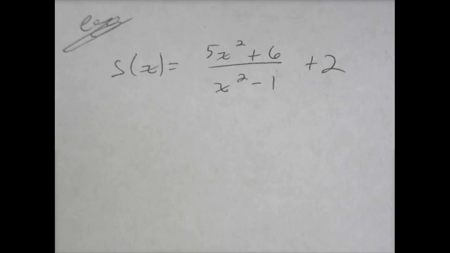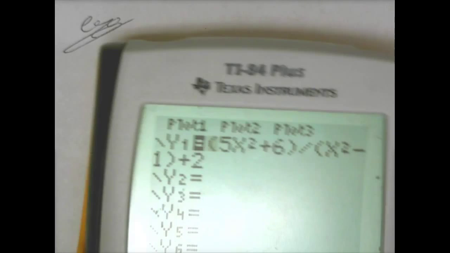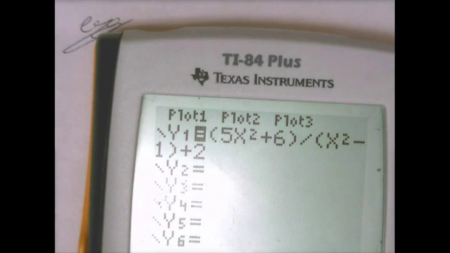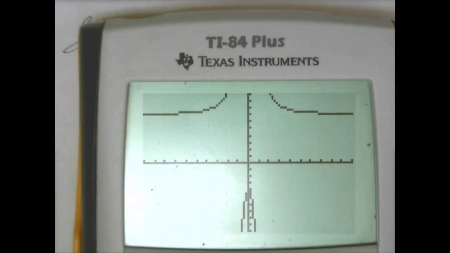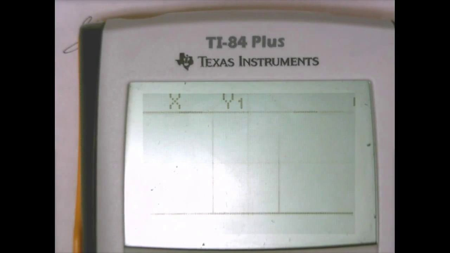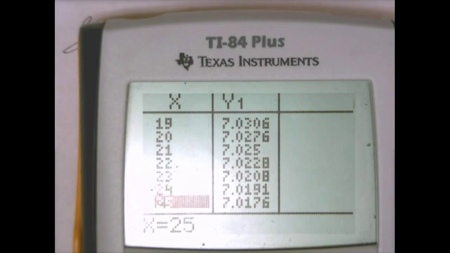Alright, looking at our last example of these notes. We have 5x squared plus 6 over x squared minus 1. Make sure you put parentheses in your y equals, otherwise these graphs will not come out. So make sure it looks like that, otherwise you'll get something crazy. Looking at the graph of this function, I can't really tell exactly what it's going to. However, we can make it easier by looking at the table. If I continue on these numbers, you can see it's getting closer and closer to 7.